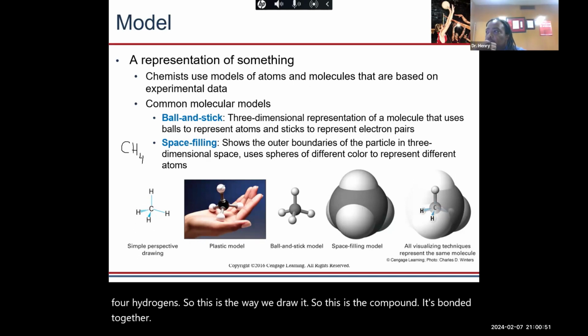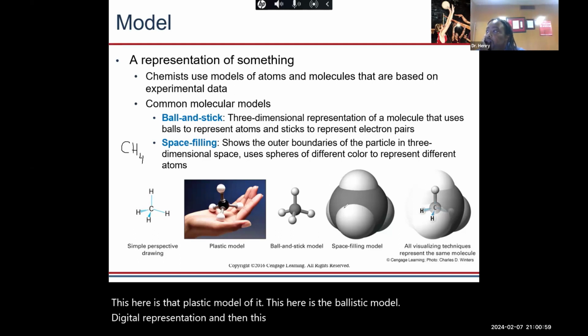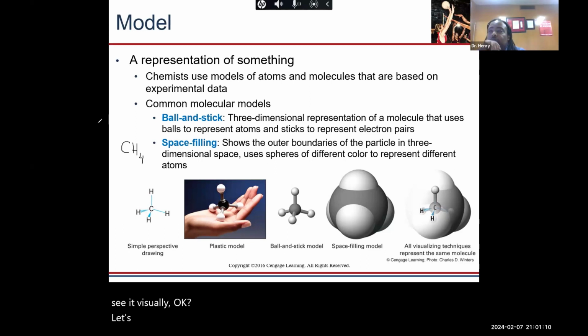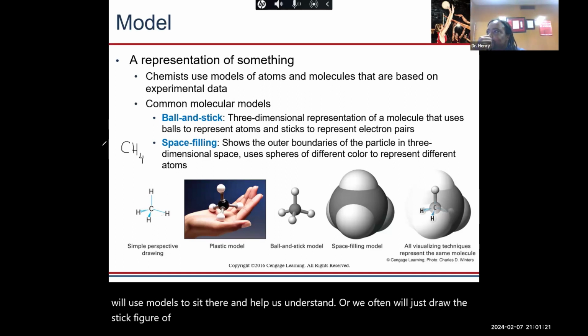This here is the plastic model of it. This here is the ball and stick model, digital representation. And then this is a space filling model. And then this is all of them drawn on top of each other, so you can see it visually. Okay. And because we can't visualize it, because they're often so small, we will use models to help us understand, or we often will just draw the stick figure of it.